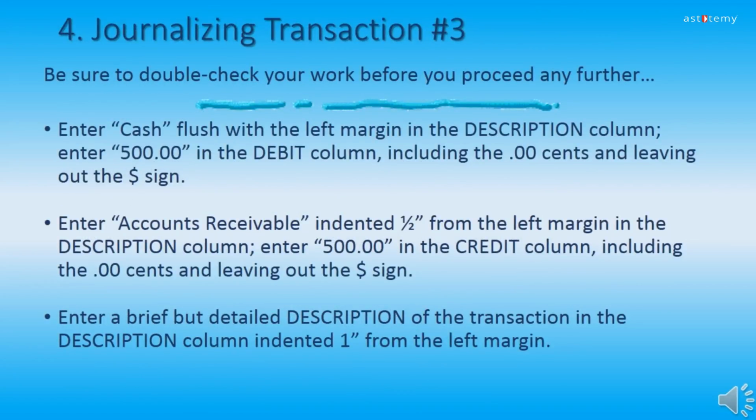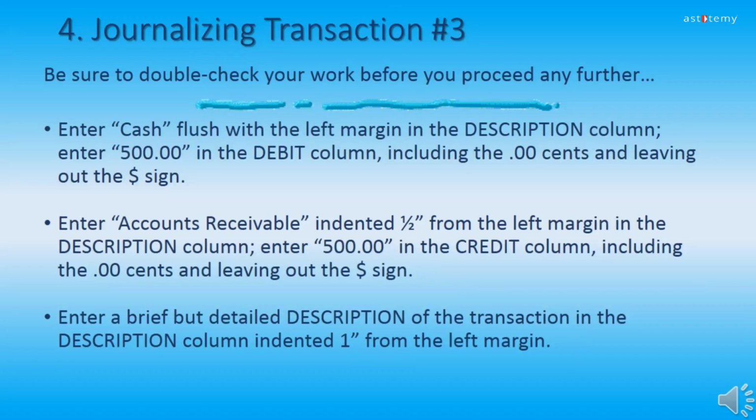And now we're ready for Step 4, journalizing Transaction 3. You'll need your blank general journal form. Make sure you put page 2 at the top of the page where the page number is indicated. On line 1, you're going to put the year in the date column. On line 2, you're going to put the date of the transaction. On line 2, in the description column, you're going to enter cash flush with the left margin. Enter $500 in the debit column, including the 0 cents and leaving out the dollar sign.